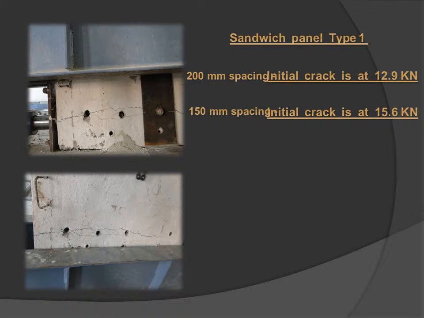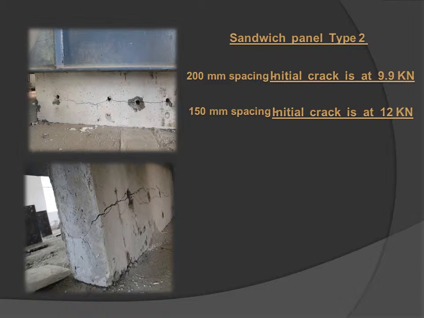And then this is sandwich panel type 1, 200 mm spacing. The initial crack is at 12.9 kN, which you could see in the diagram, and then there was a 150 mm spacing crack. And then this is for the sandwich panel type 2. This is for 200 mm spacing, initial crack at 9.9 kN, and then 150 mm spacing initial crack at 12 kN.